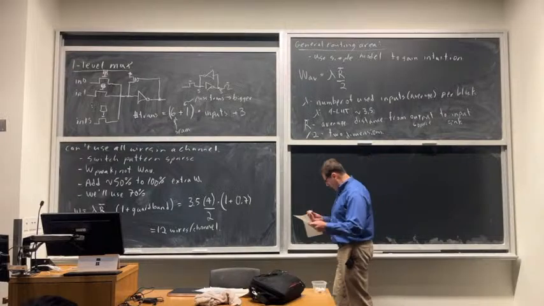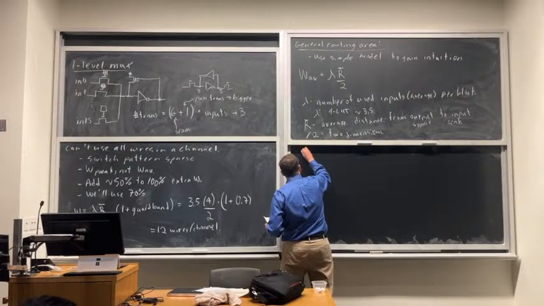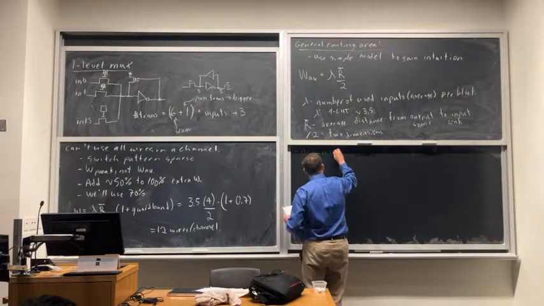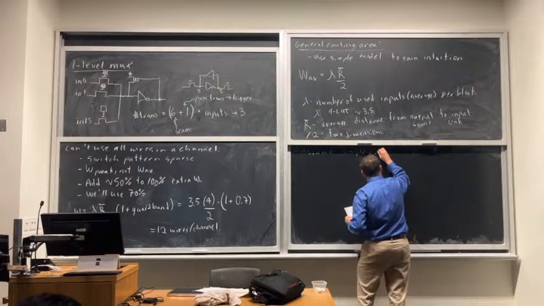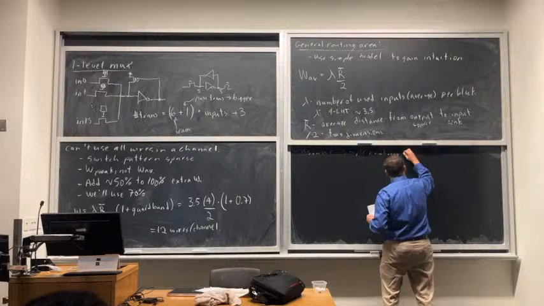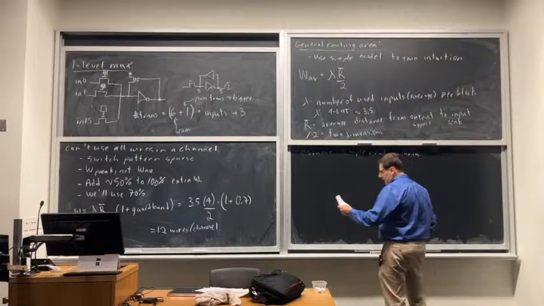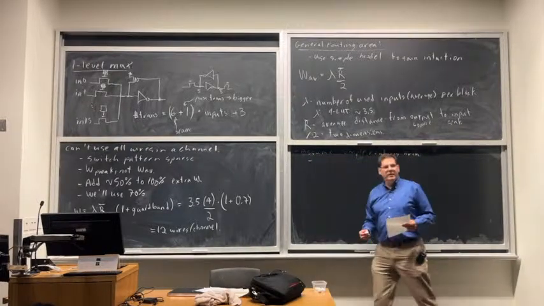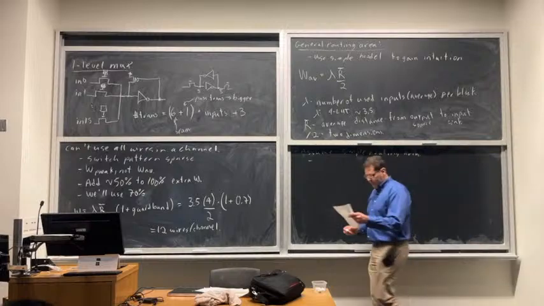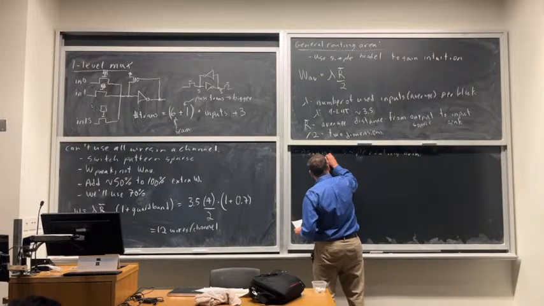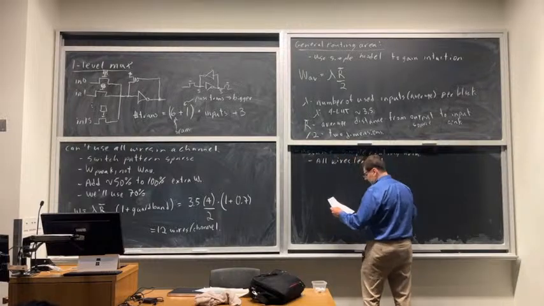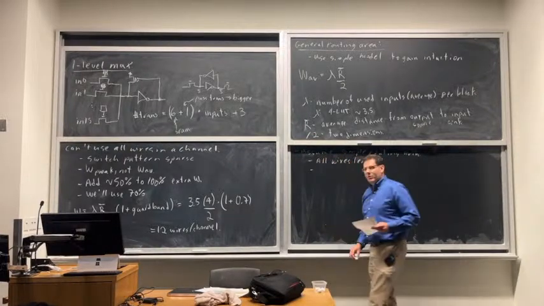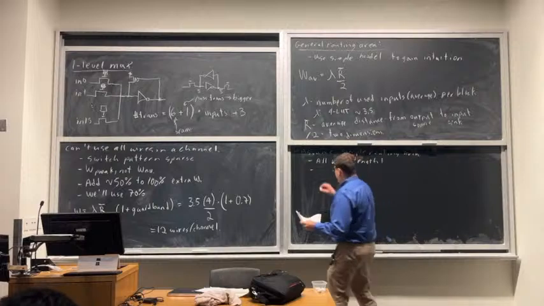Okay, so now we're going to assume a really simple routing architecture. We're going to make all wires length 1, so they only go past one logic block before they end. We're going to use mux-based switches, and we're going to make the muxes pretty small. We're going to make them 4 to 1.